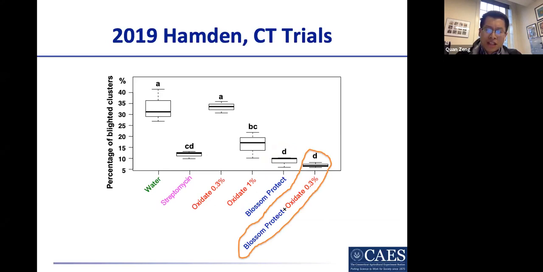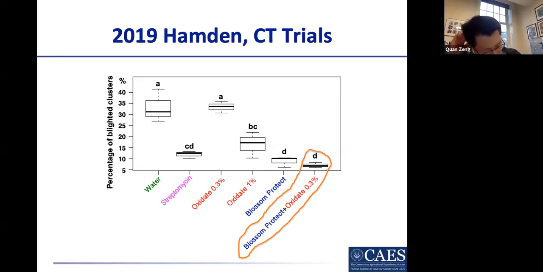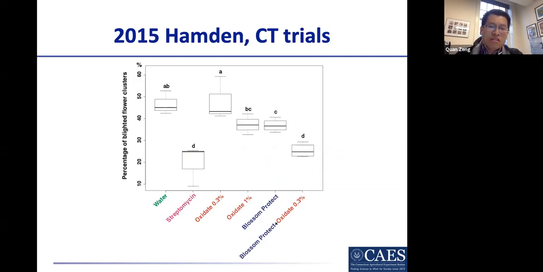So does it really mean that the additional application of Oxidate is maybe not necessary? Or can we just use Blossom Protect by itself? Would that be sufficient? It would be sufficient for the situation in 2019, but in years with a higher disease pressure, like this year in 2015, we actually saw that between Blossom Protect and Blossom Protect with Oxidate, there is a pretty big difference, showing that this additional application of Oxidate is really going to be helpful in years with higher disease pressure, to hit that bacteria hard again, right before the infection would occur, to clean off those bacteria that escaped from biological control.